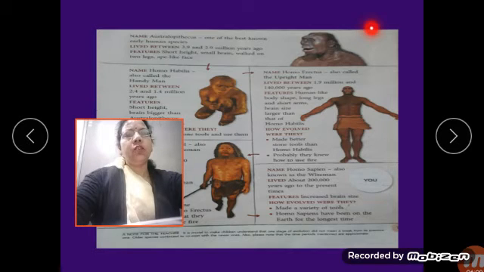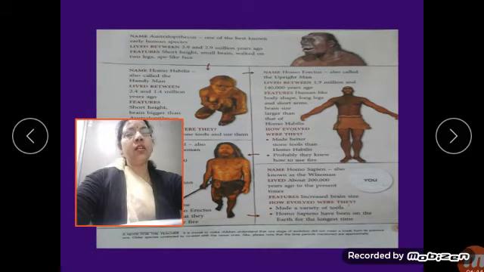This one, okay, this is Australopithecus. Here the name is written Australopithecus. This early man was called Australopithecus, one of the best known early man species. Species means kind, variety. Its name was Australopithecus, and they lived between 3.9 and 2.9 million years ago.